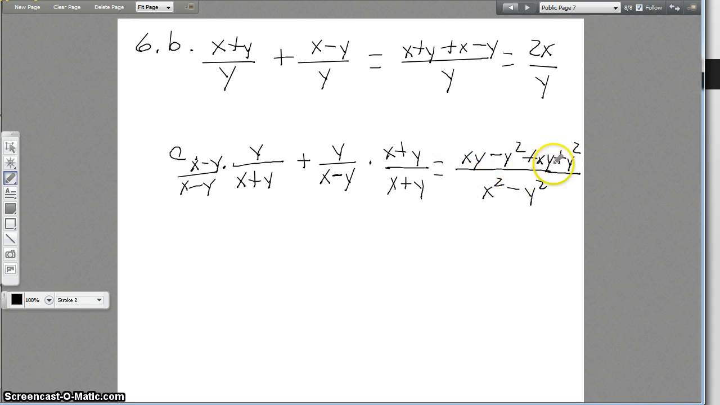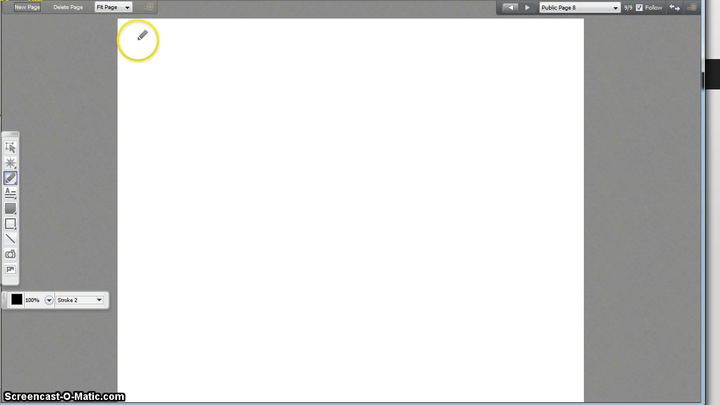Okay, so when we try and add this all up, we have xy and xy, that is 2xy. And then we have a negative y squared and a positive y squared, that is 0. And we are going to divide this by x squared minus y squared. And that is our answer to part C. Now we're going to do just one more part from number 6. Let's do number 6, part E.